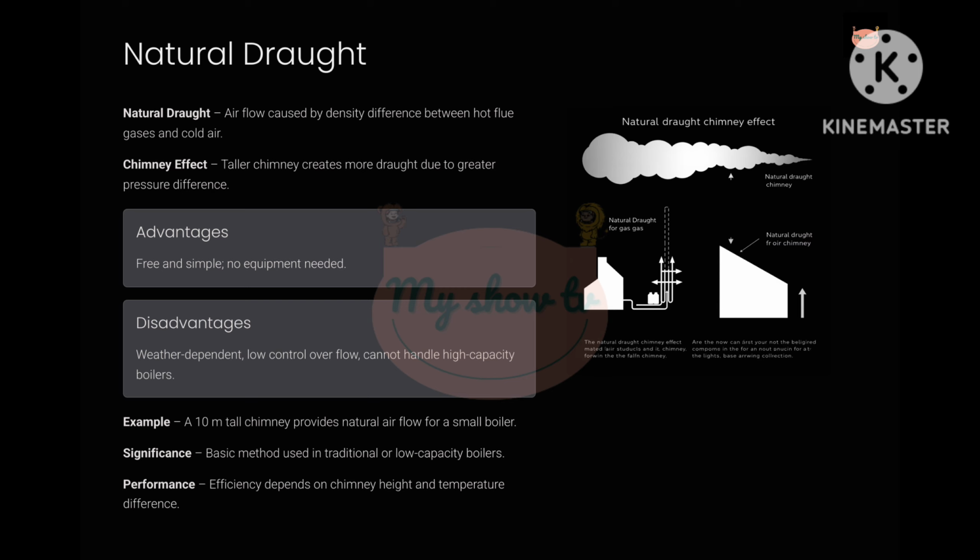Advantages of natural draft. Simple construction. No moving parts or external power required. Disadvantages. Can't be controlled easily. Not suitable for high-capacity boilers. Example: in small textile factories, natural draft is enough to run a simple boiler.